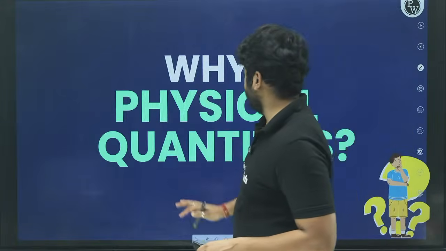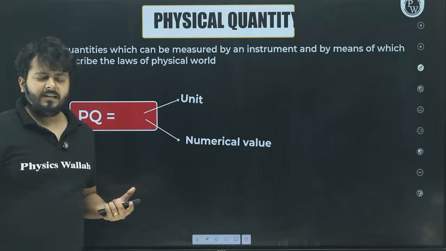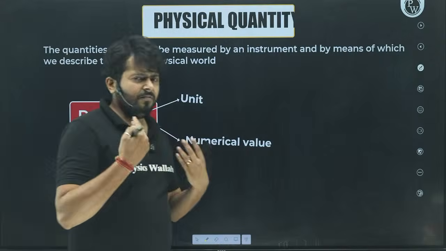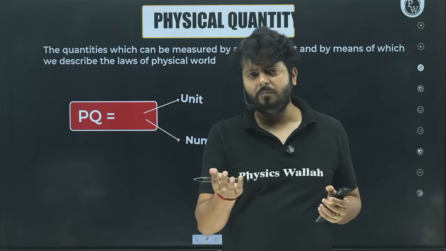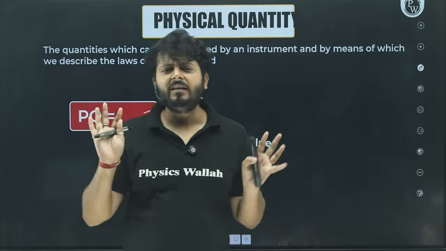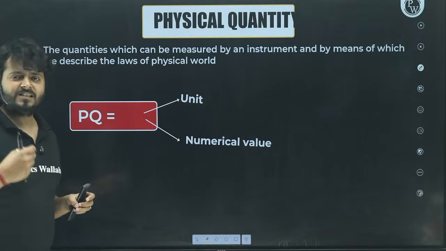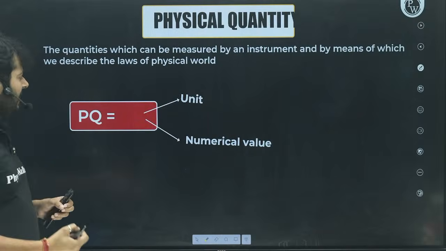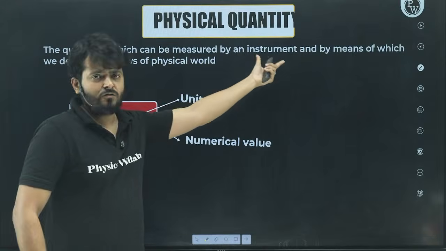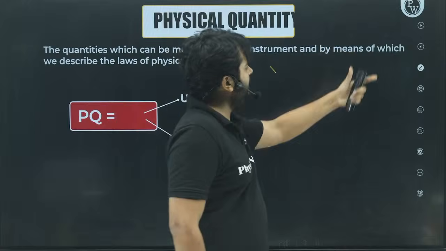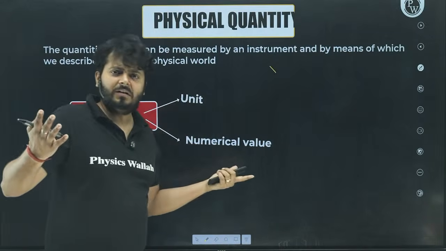So what is a physical quantity? Understand that in physics we can measure different things. We can measure the length of an object, we can measure the mass of an object. There are so many things we can measure, speed and all those things. The quantities which can be measured by an instrument, and by means of which we describe the laws of physics, are physical quantities.